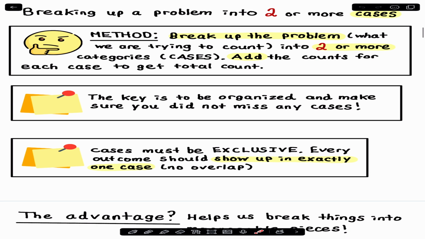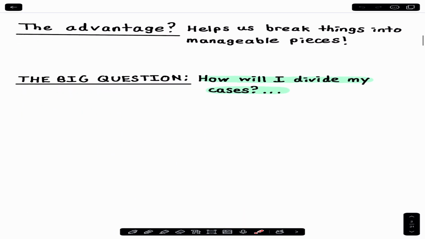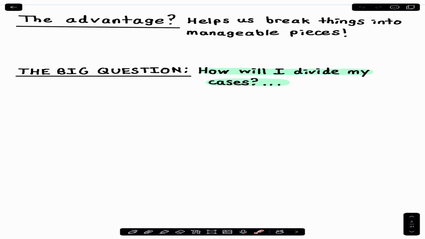We can see casework has a big advantage in that it helps us break things down into manageable, bite-sized pieces. So it takes something that might seem a little difficult at first, but when we break it down, eventually it looks very easy, which we like. We like when things are as simple as possible.